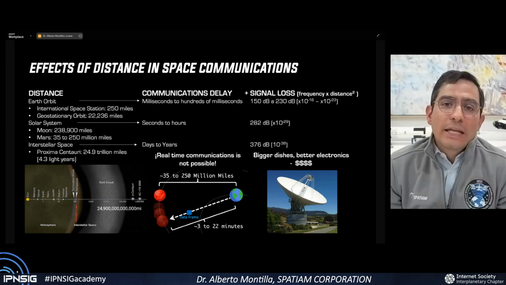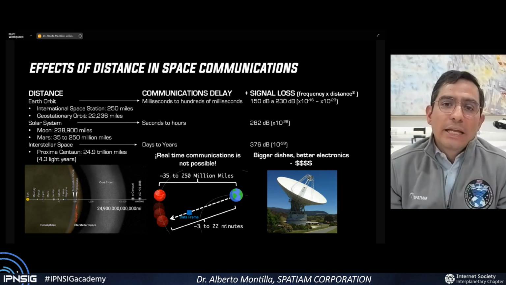Now, because we're talking about the interplanetary internet, let's focus around the solar system. The first planetary body, a satellite, is the Moon, which is around 240,000 miles. And in this case, the signal delays are no longer milliseconds but seconds. So the one-way light time to the Moon is around 1.3 seconds.